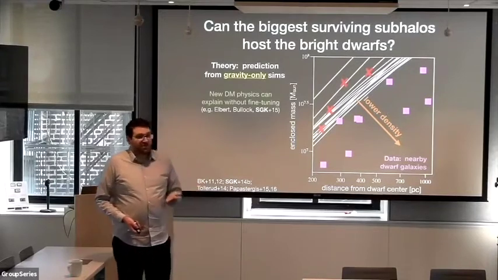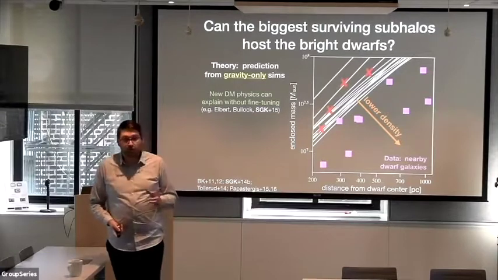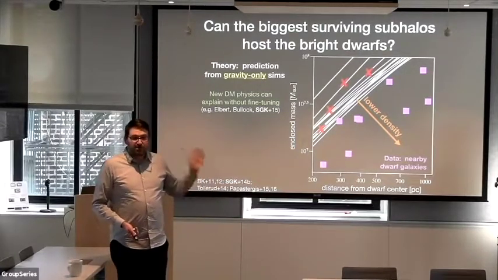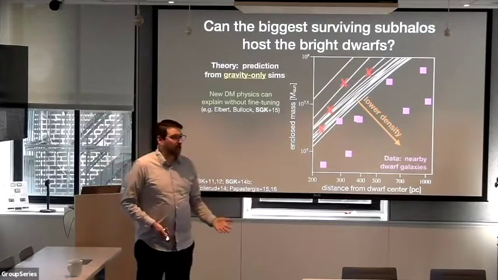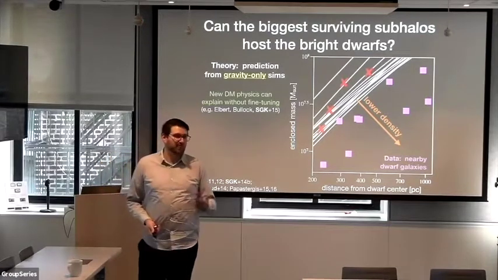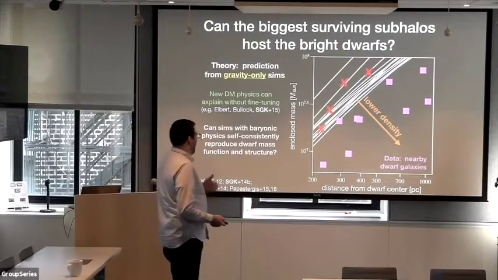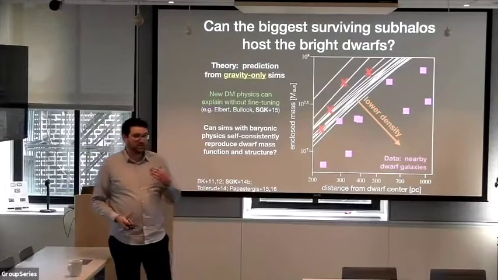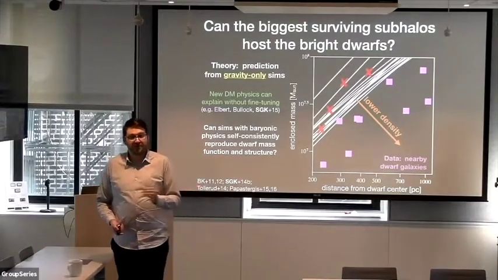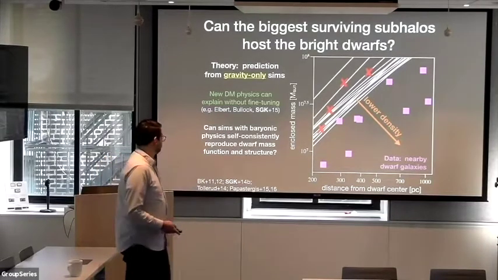Now, you can do this by changing dark matter physics. For example, you can add self-interactions to the dark matter, and you don't really have to do any sort of fine-tuning in order to make this work. But changing dark matter physics is exotic physics, and before we turn to that, we want to exhaust all other possibilities and ask, can we explain this just by adding baryonic physics, right? Can we self-consistently explain both the number and structure of dwarf galaxies around the local group with just baryons?